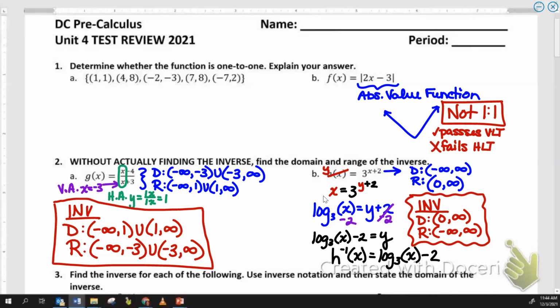Good question so far. What else would you guys like to look at? Let's see. Number 3. Find the inverse of each of the following. There we go. Do you guys need to see part B since I actually walked through finding the inverse on one of those? I could do part B again. Let's start with part A though.